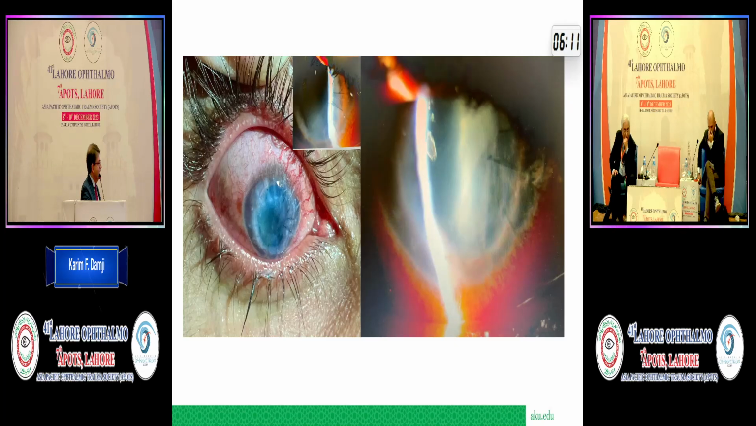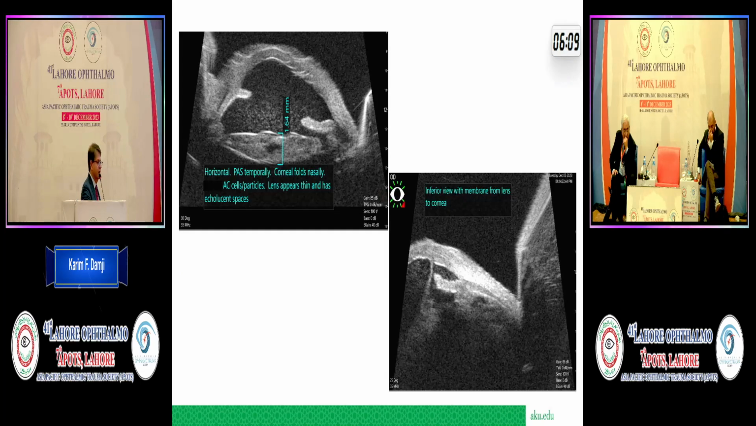There's a white plaque back here, so we weren't sure what that was. Now, with the UBM, you can actually see this is a horizontal axial image. A lot of peripheral anterior synechia here on the temporal side. On the nasal side, you can see some corneal folds.